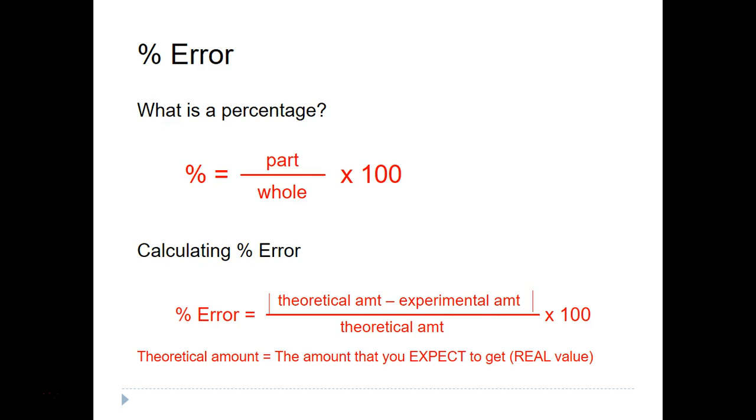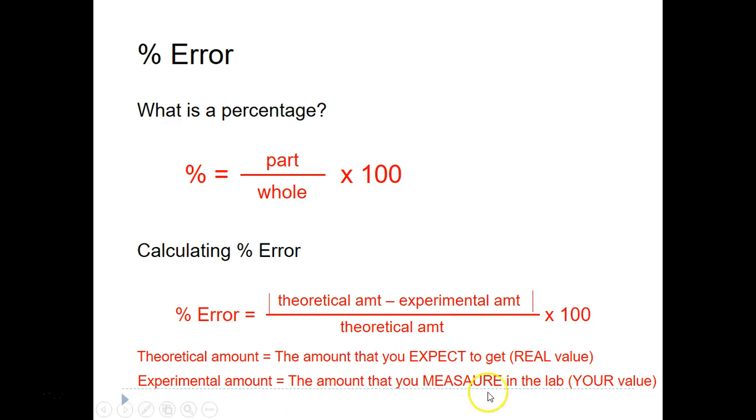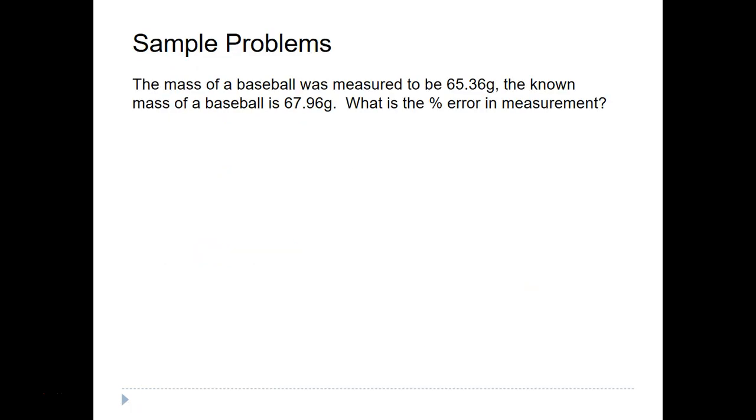If you did math to calculate the density of that object, the math will tell you what the density should be. The experimental amount is the amount that we actually measure in the lab. And it's called the experimental amount because it's determined experimentally while we're performing an experiment. So essentially, percent error is just the amount that you were off divided by the amount that you should have had.